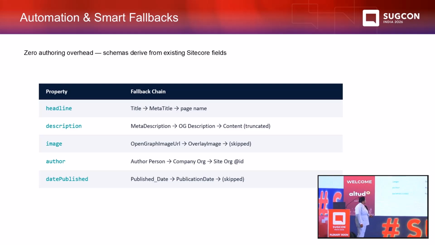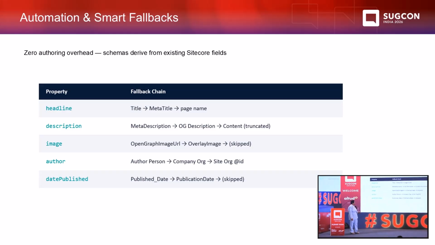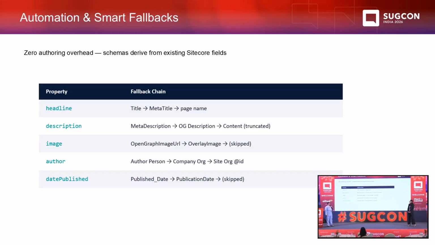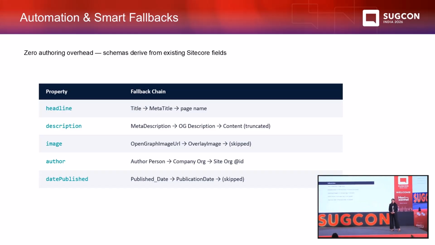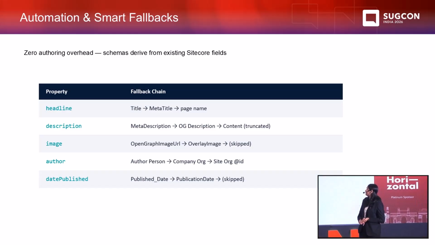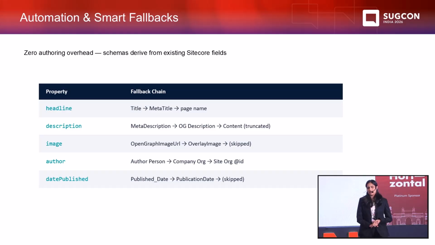So let me show you how this fallback chain works. For example, for headline, it will pick first the value from the title field. If it is not there, then it will take from the meta tag, and last it will take the page name. Similarly, for the description: first description, meta description, OG description, and then content summary. Same for the image, author, and date published. For example, if the content editor or author forgot to fill this field, it will still give you the smart, valid, proper schema.